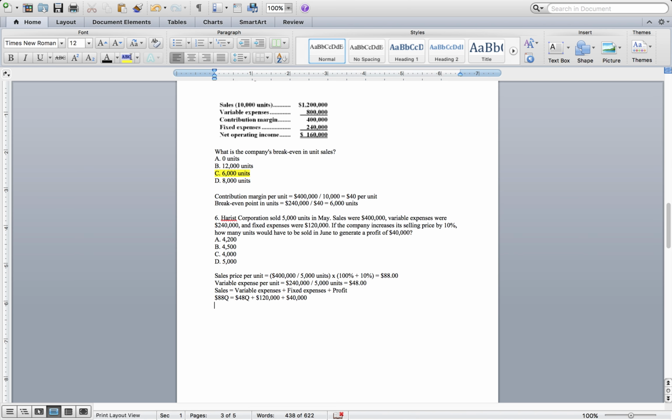Again, do a little algebra here. Bring that Q over there. So 88 minus 48, we're going to have 40Q. And that'll equal 120 plus 40, which we see is 160,000. The last part is divide. You take the 160,000 divided by the 40Q. So our quantity will equal 160,000 divided by 40. That will give you 4,000. So it'll be 4,000 units.